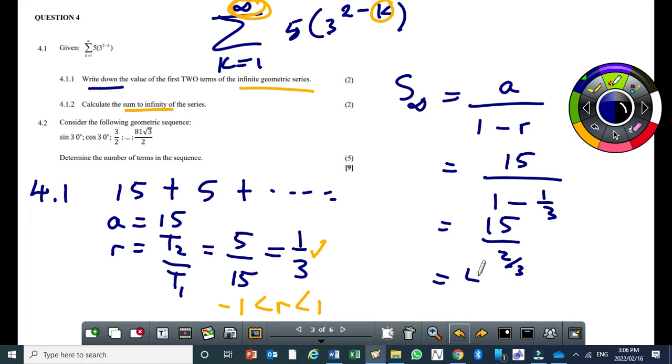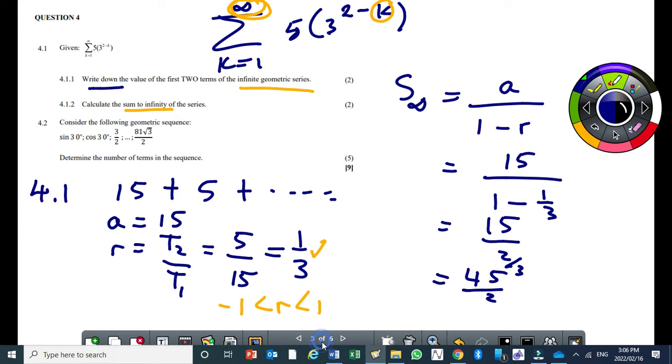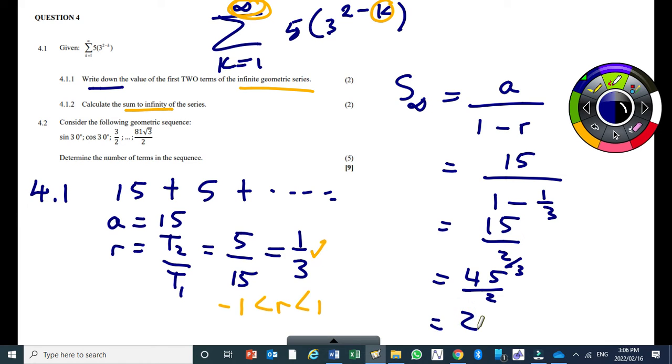45 over 2. If you want to simplify that, you can write this as 22 and a half. So that will be your sum to infinity. Okay? Are you following?